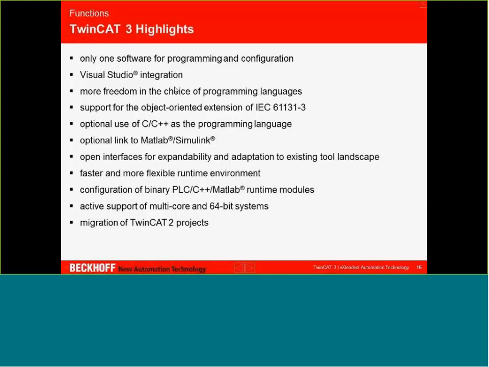We talked a little bit about some of the benefits. We are in Visual Studio. We talked about incorporating C and C++ into the programming languages. Options here for MATLAB and Simulink. One of the big things is we're now able to run a real-time system on a 64-bit operating system and also utilize multi-core processors. And the migration of TwinCAT 2 to TwinCAT 3 is fairly easy. Your existing projects can be imported directly into TwinCAT 3 without having to retype all of your code.